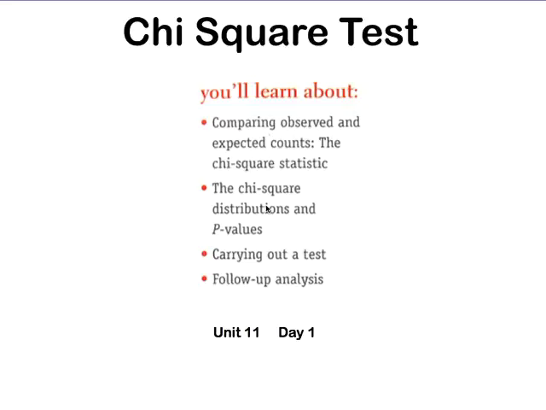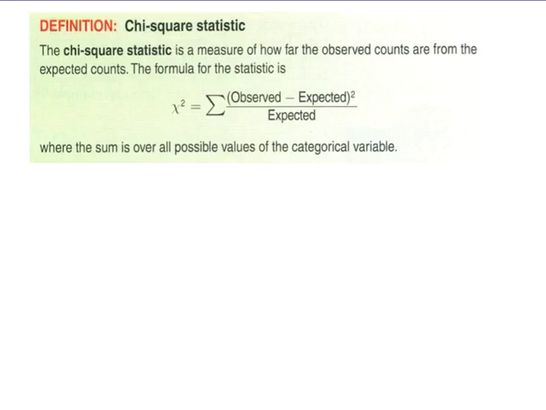This video is for section 11.1, the chi-squared test. The definition for a chi-square statistic is a measure of how far the observed counts are from the expected counts. The formula for the statistic is chi-squared equals the sum of observed minus expected, squared, over the expected, where the sum is over all of the possible values of the categorical variable.